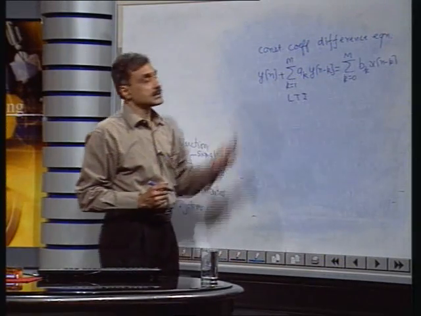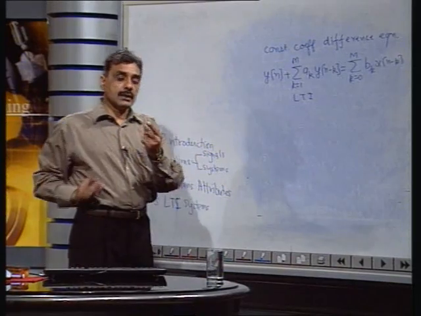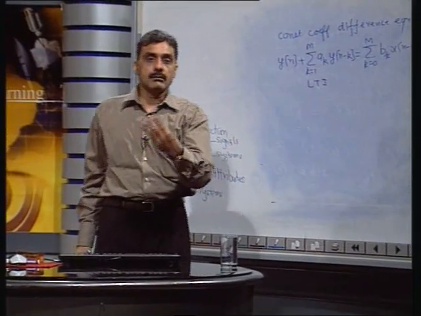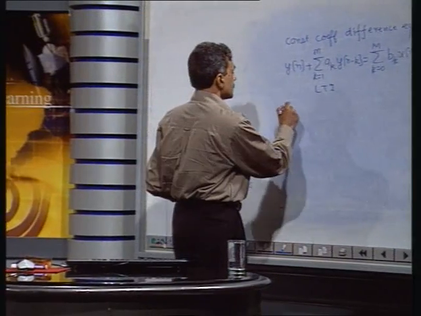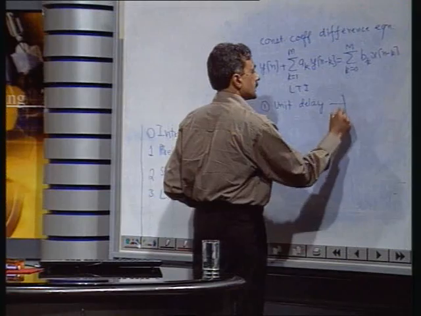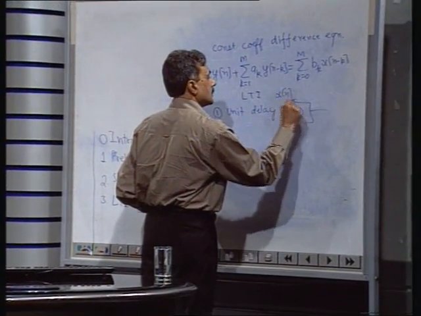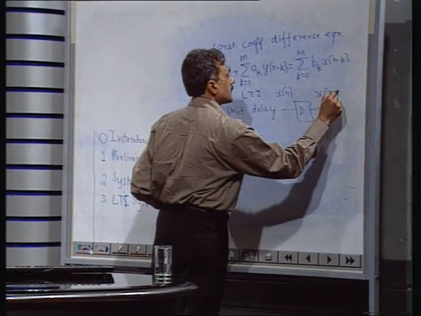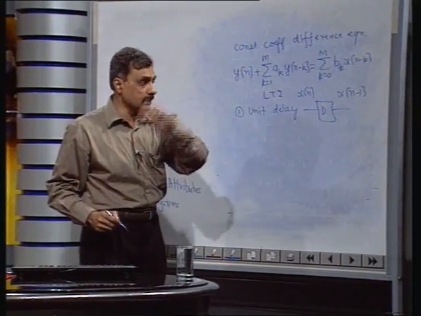How do I realize such a thing? It is very easy to realize, because I require only 3 basic building blocks. One basic building block is the unit delay, that is, I consider a delay D. So if x of n is the input, the output is x of n minus 1, delayed by 1 unit. When I say D, it means delay by 1 unit.